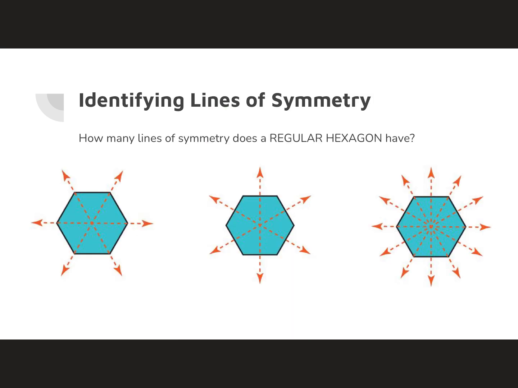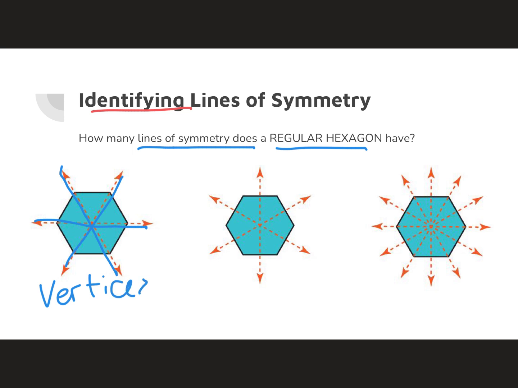So let's talk about how we identify lines of symmetry. So how many lines of symmetry does a regular hexagon have? So we were just looking at one. How many lines of symmetry does a regular hexagon have? So I can see here, I see 1 line, 2 lines, 3 lines through all the vertices. So this one's going through all the vertices. And then I see 3 more lines. And those are going through the middle of the sides.